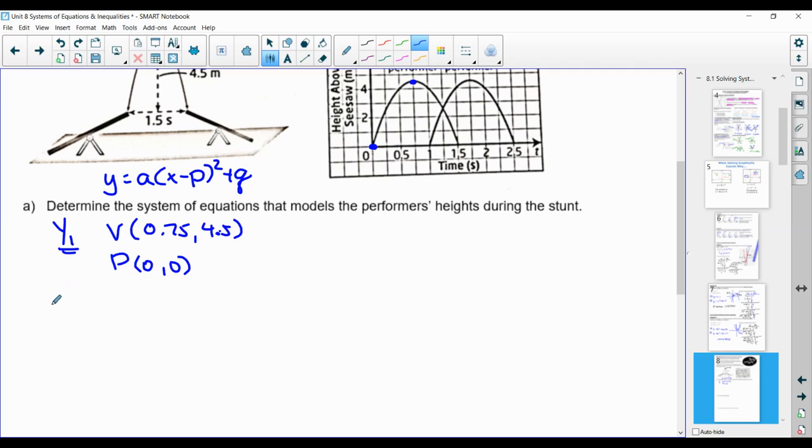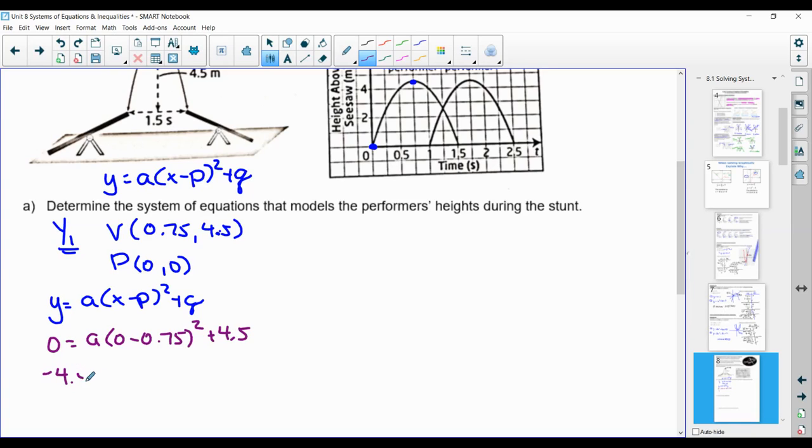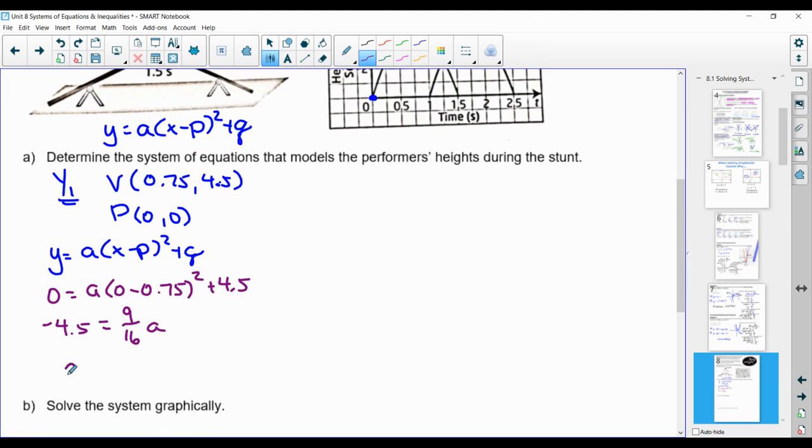Now, using our equation, we have y equals a times (x minus p) squared plus q. We're going to sub in the values that we know, and those would be 0 equals a times (0 minus 0.75) squared plus 4.5. Simplifying, we're going to have negative 4.5 equals 9 over 16 a. And when we take negative 4.5 and divide by 9/16, we're going to have a equals negative 8. So our first equation is y equals negative 8 times (x minus 0.75) squared plus 4.5.